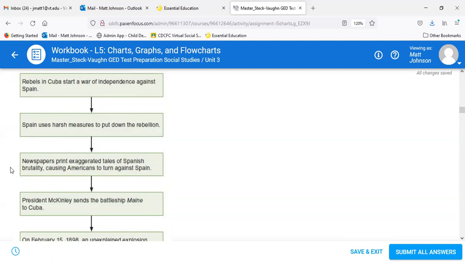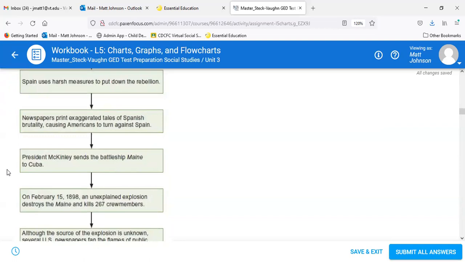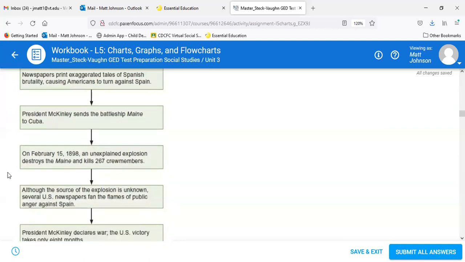President McKinley sends the battleship Maine to Cuba. So one of our warships goes to Cuba sort of to police the waters there. On February 15th, 1898, an unexplained explosion destroys the Maine and kills 267 crew members. What was believed to happen, and what pulled us into the war, was that Spain had destroyed the Maine, that they had sunk it, that they had attacked it. But it could have been an explosion on board, could have been fuel or a fire or something. But there was a belief, at least, that this was caused by Spain.